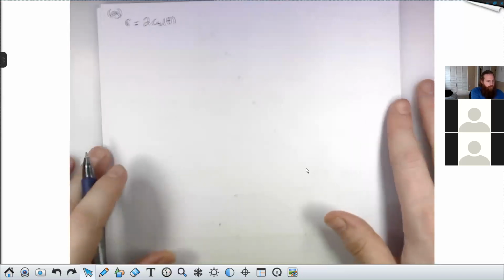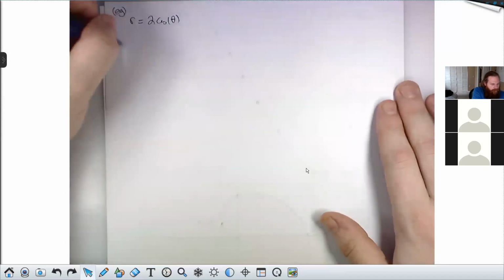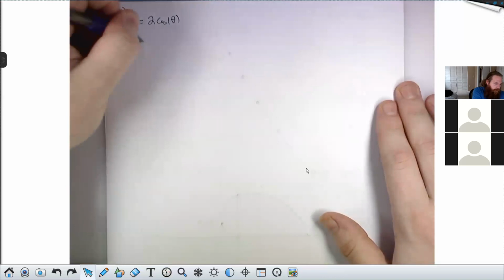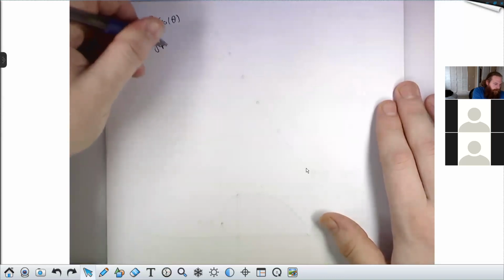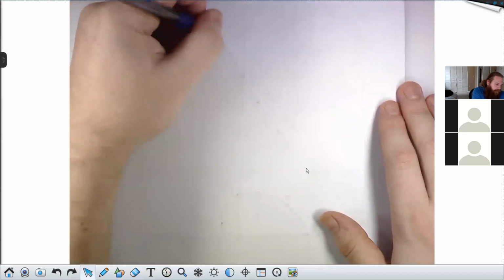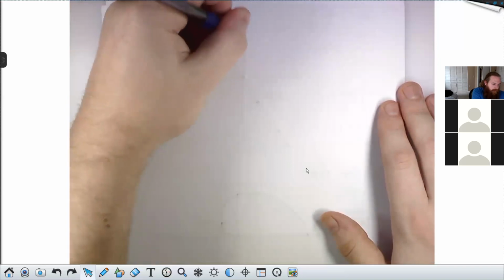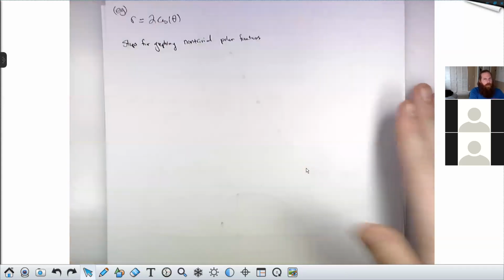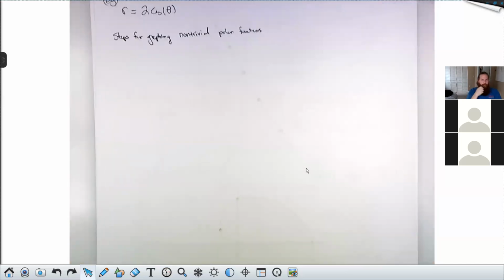The way you want to graph most of these functions is, first, steps for graphing non-trivial polar functions. You don't want to just try to make a table. If you just jump in and try to make a table, you're going to end up with a bunch of points and it's going to be hard to see how they're connected. So what you want to do is graph r as a function of theta in rectangular coordinates, and then try to transfer that graph over piece by piece into polar coordinates.